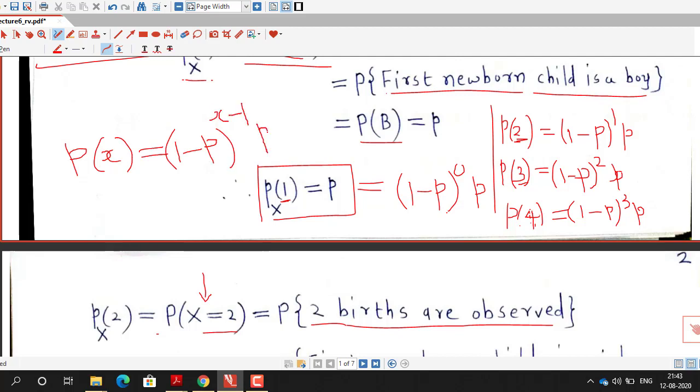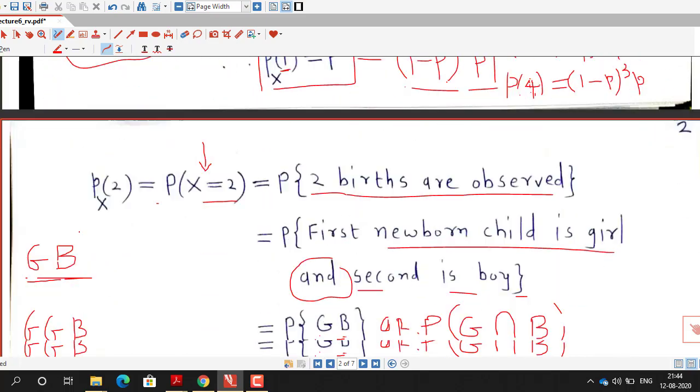So we get the formula for probability mass function. If you put x equal to 1 here, then you will get p of 1 equal to (1 minus p) raised to 0 into p, that is p. If you put x equal to 2, you will get (1 minus p) raised to 1 into p, so that matches here. Similarly, if we put x equal to 3, it is (1 minus p) raised to 2 into p. So we obtain the formula for probability mass function.